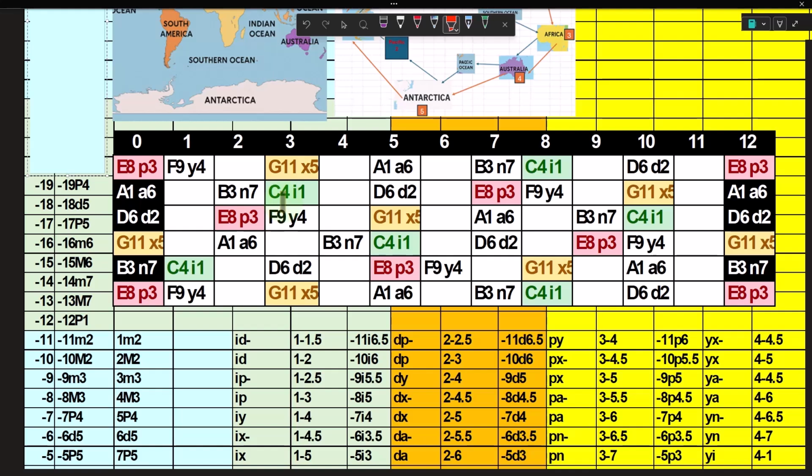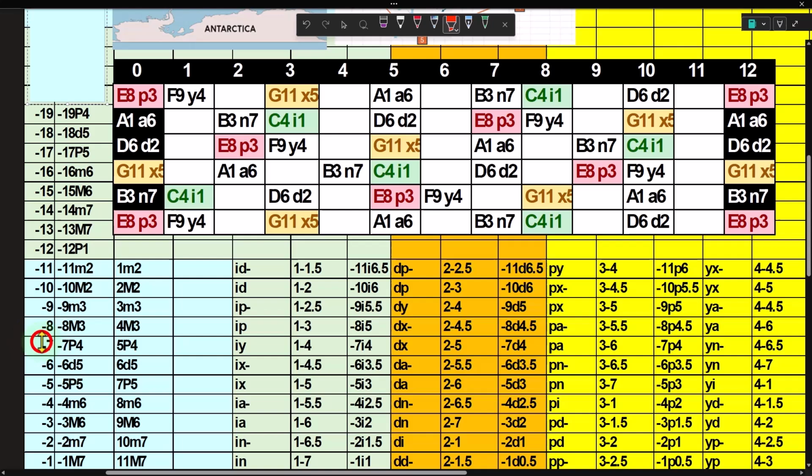What if I go 19 back? So the local distance would be 19 minus 12, or 9 minus 2, 9, 8, 7. So that would be 7 back. If I go counterclockwise 7, going clockwise would be 12 minus 7, or 5 forward, which I would have to just know is a perfect fourth.